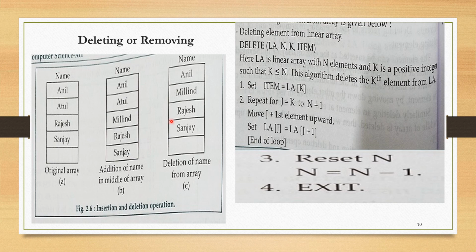But if you want to delete something, for example here you have the author, so you have to remove it in between. Then what happens? All the elements below have to move up one by one. This is the same algorithm. Here, author is removed. All three elements are moved up. Okay? This is the algorithm for removing an element from a linear array.